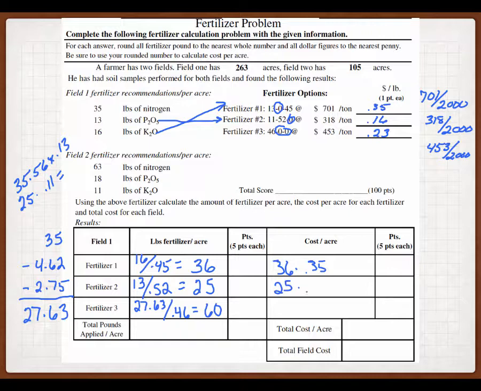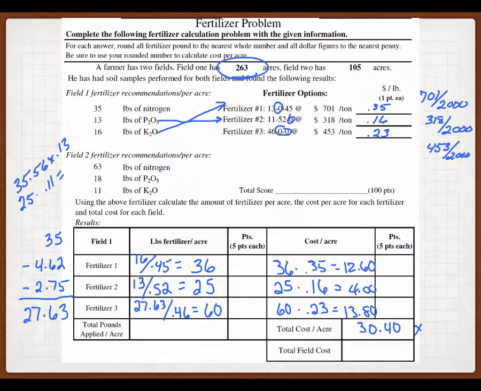So now we multiply across, so our 36 we're going to times by 0.35, our 25 we're going to times by 0.16, and our 60 we're going to times by 0.23. What we find is that this one's going to equal $12.60. The next one is going to come out at a nice even $4, and the last one is going to come out at $13.80. We add all these up and it comes up to $30.40.